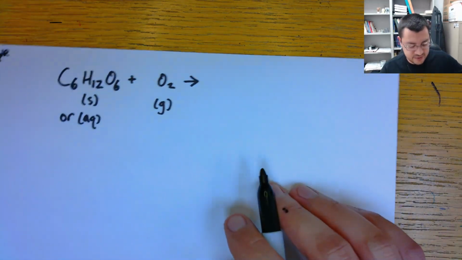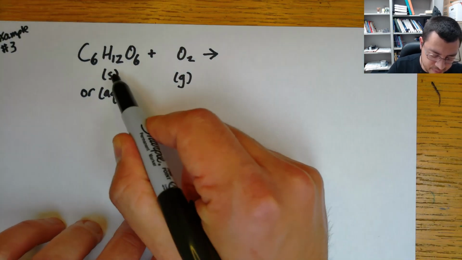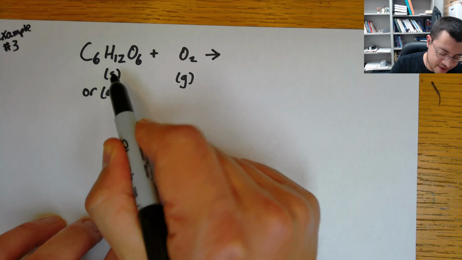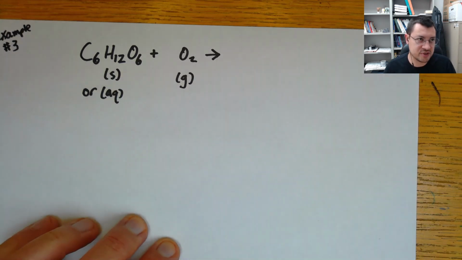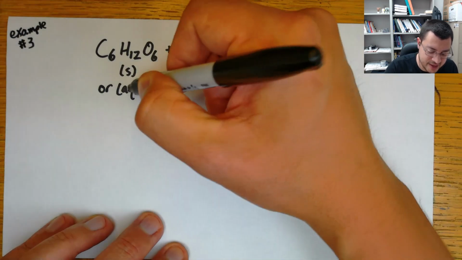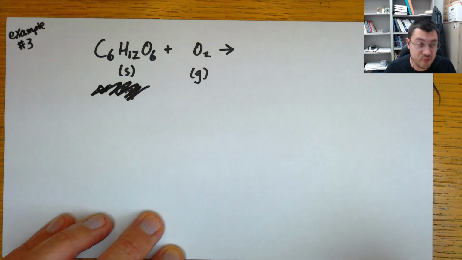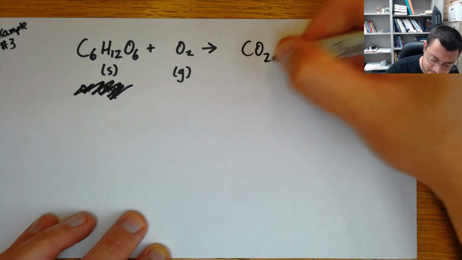All right, we're winding down. 2 more examples left. Let's burn some glucose. If we were doing the burning of glucose on the bench top, we would have it as a solid, but this can also be done in bloodstreams, dissolved glucose. That would be aqueous. Just to keep things simple, I'm just going to stick with one phase label. All right, so usual products.